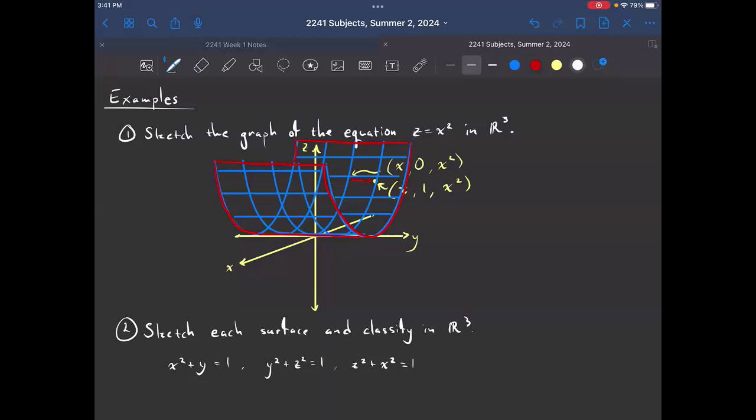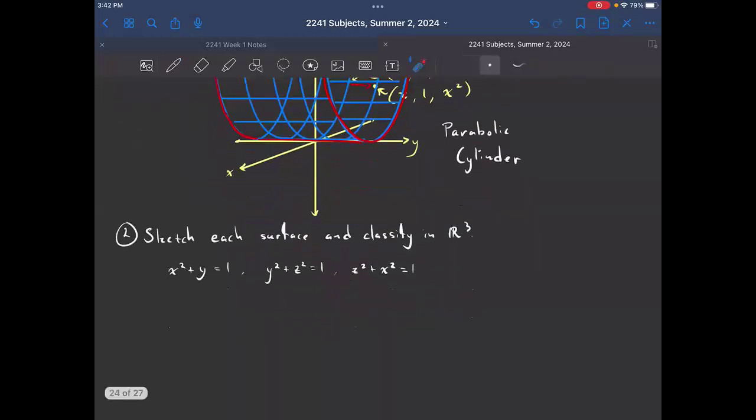So usually we want to classify these as well as sketch them. And this is certainly parabolic, but it's in 3 dimensions, and I've slid along all of the y-axis to get a bunch of parallel lines. That's what these are. These are parallel lines that are perpendicular to the XZ plane, and so this is a parabolic cylinder. Okay, so that's the first problem.